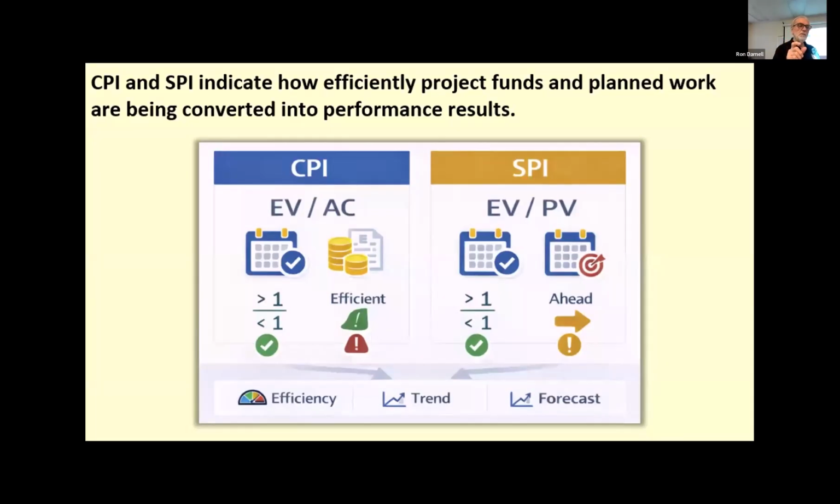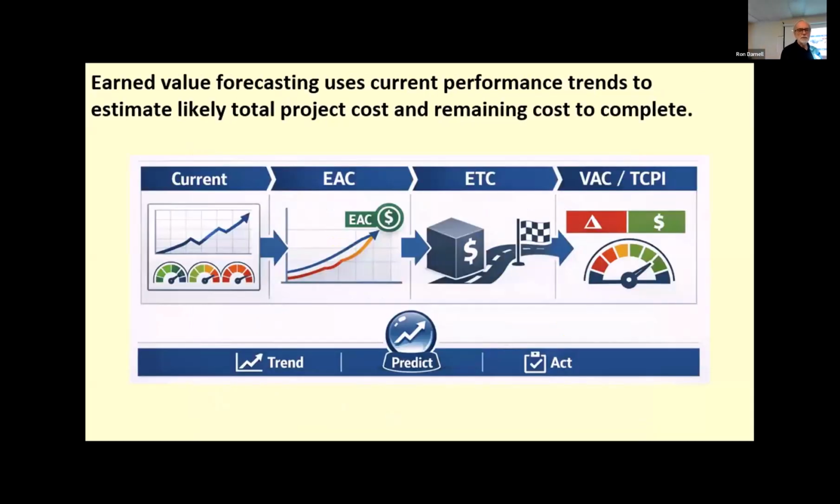So you can take these efficiency numbers and say, okay, if we continue at this rate, you can predict that variance in that number that we saw in the previous example. And you can start looking at that. You can revise your estimate at completion. This is where forecasting comes in. Earned value forecasting helps predict the final cost performance before the project ends. Earned value forecasting uses current performance trends to estimate the likely total project cost and remaining cost to complete.